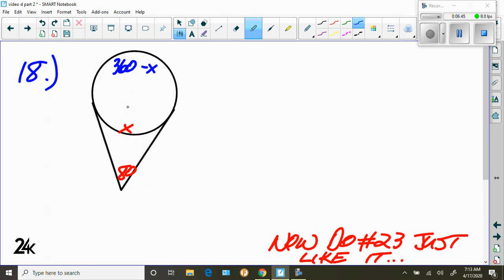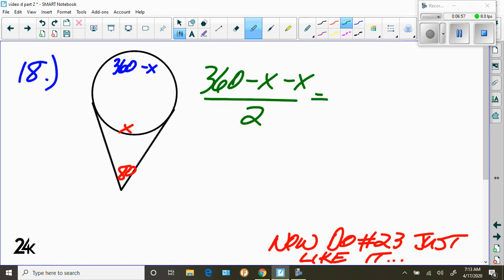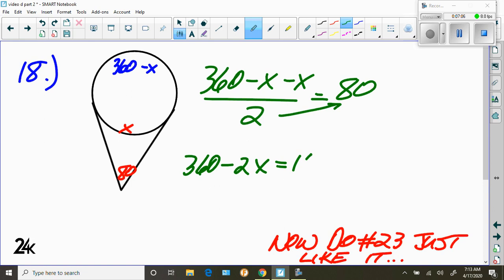This angle is on the outside. So if it's on the outside, you subtract. Big minus small divided by 2 equals the answer. Cross multiply. So it's going to be 360 minus 2x equals 160. Now I'm going to subtract this 360 over yonder. So it's going to be negative 2x equals negative, oh my goodness, look at that.